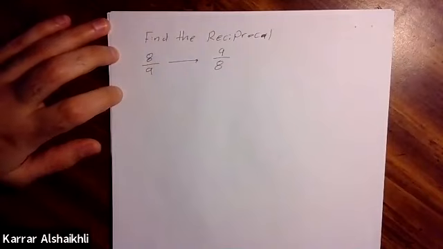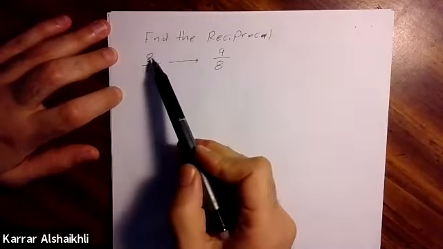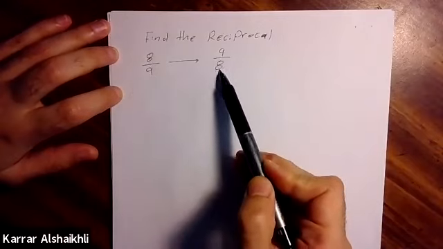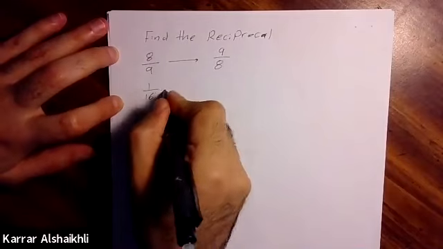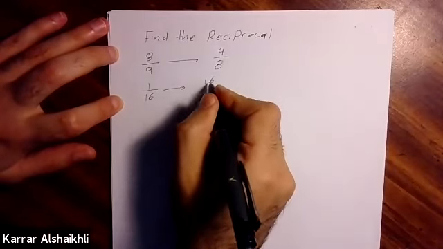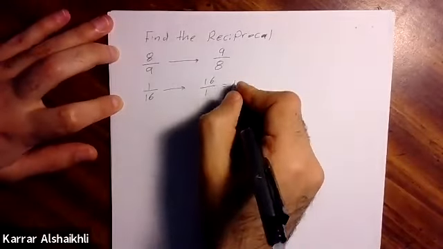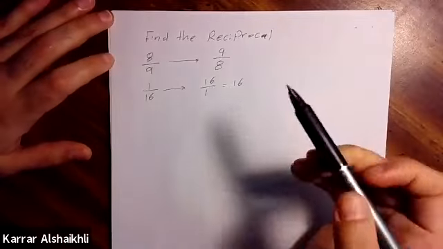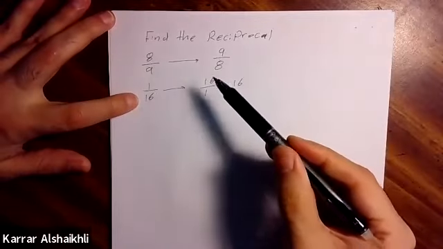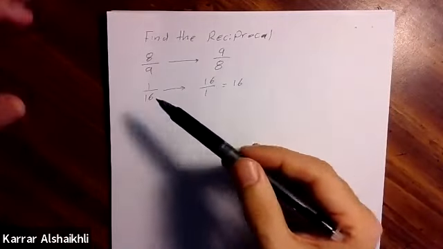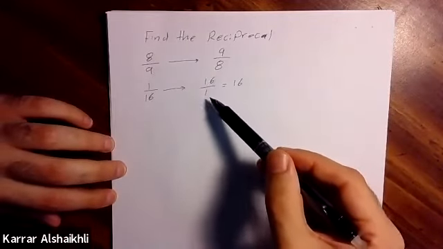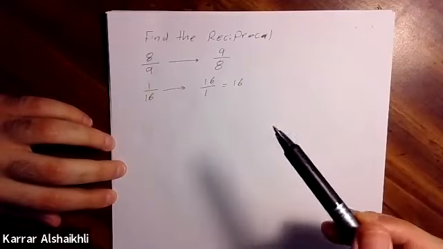So if they ask you just to find the reciprocal, you're just going to flip the number. So 8/9 becomes 9/8. If you have 1/16, it's going to be 16/1, which is exactly the same as 16. 1/16 is not the same thing as 16/1. 1/16 is a decimal number, but 16 divided by 1 is 16.